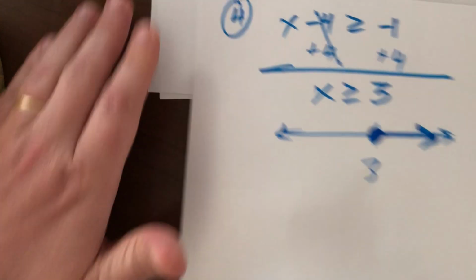Okay. Then we reach number 5. It says 8x is equal to 4. No, it doesn't. It says 8x is less than 4.